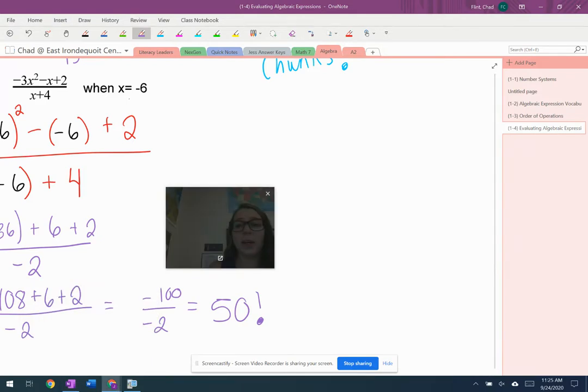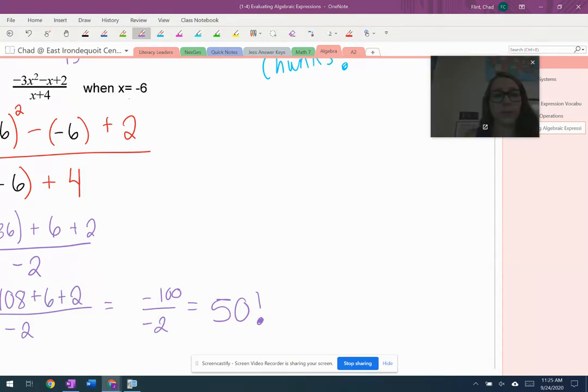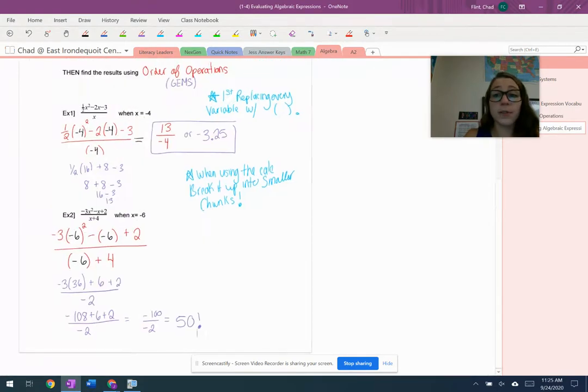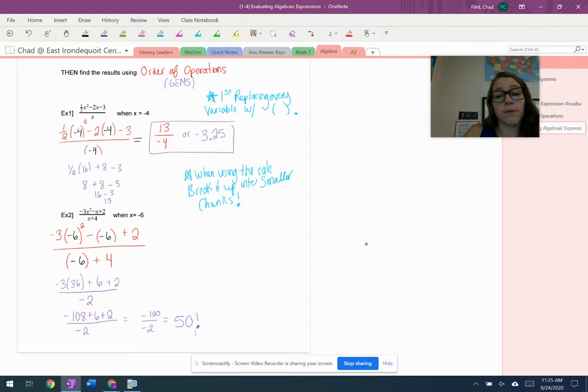So now you know. All right, so that was it. Those are our 2 examples. Make sure you're using those parentheses when you are substituting in. Good luck, try the homework.